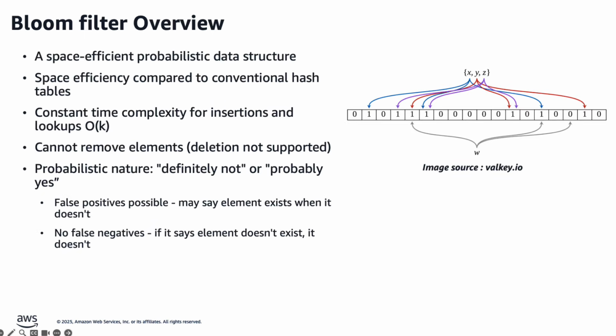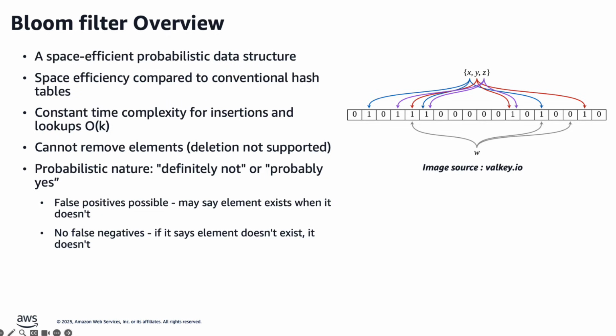This slide covers the fundamental characteristics that make Bloom filters unique and valuable. Let me walk through each point. First, Bloom filters are space efficient because they don't store the actual data items, just bits in a bit array. Compared to conventional hash tables that store key value pairs, Bloom filters can achieve 90% plus memory savings for membership testing. The time complexity is of order k, where k is the number of hash functions, typically 7 to 10.